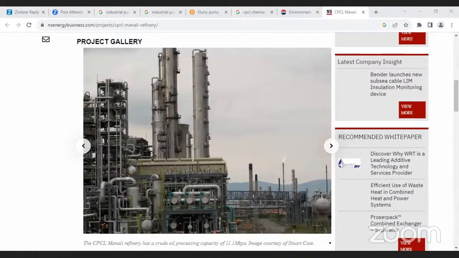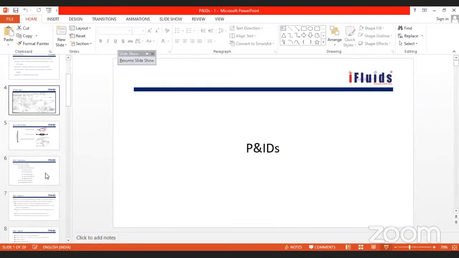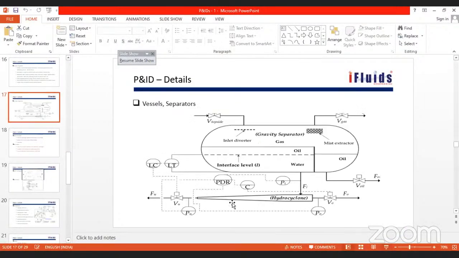Yes, sir. This slide, vessels. So no, slide, sir. Is not visible, sir. You are still in the project gallery screen. So now visible? Yes, now visible.